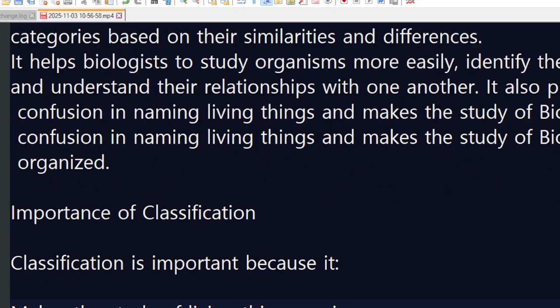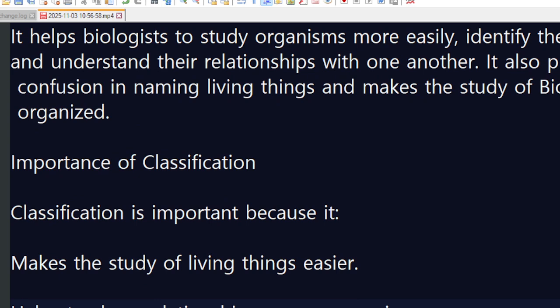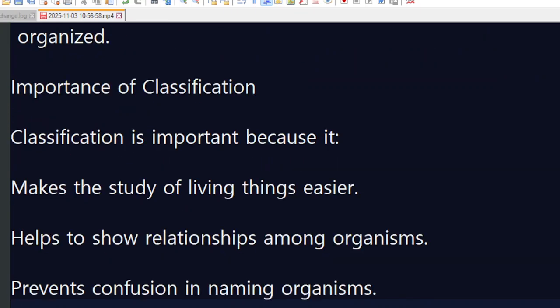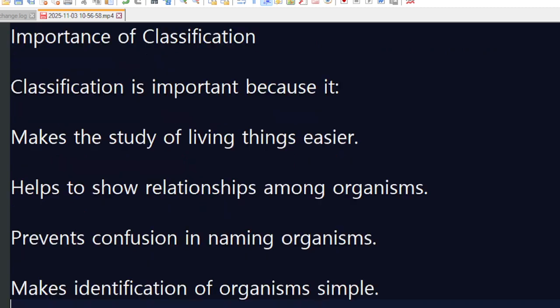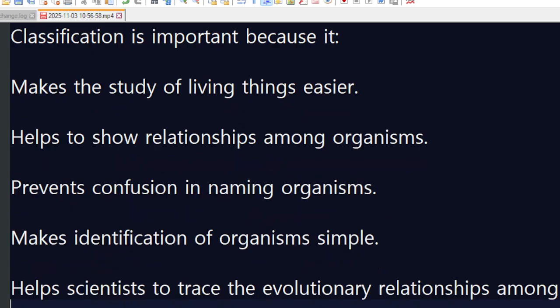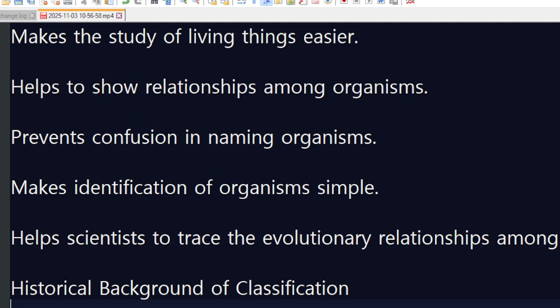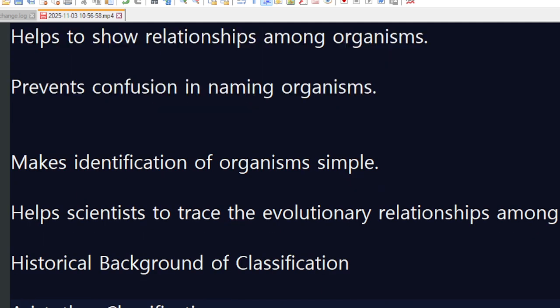Classification is important because it makes the study of living things easier, helps to show relationships among organisms, prevents confusion in naming organisms, makes identification of organisms simple, and helps scientists to trace the evolutionary relationships among organisms. History background of classification.